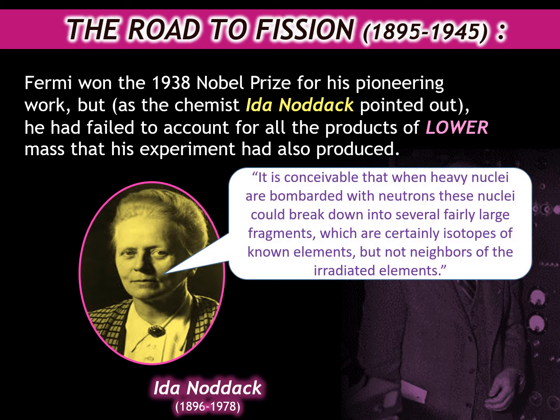It is conceivable that when heavy nuclei are bombarded with neutrons, these nuclei could break down into several fairly large fragments, which are certainly isotopes of known elements, but not neighbors of the irradiated elements. That is, they were known elements and they were probably radioactive, but they weren't right next door to the elements that were being hit with the bullets. They were elsewhere, distant elements elsewhere in the periodic table.